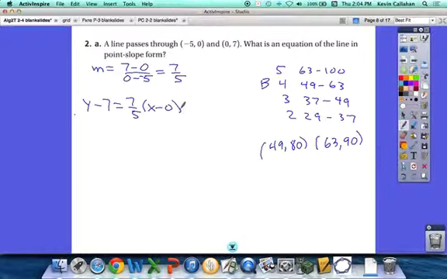All right, well, what if I'd have used the other one? It would have looked different, right? What if I did this? I said y minus 0 equals 7/5 x plus 5. Depending on which point you use, you're going to get a different answer.